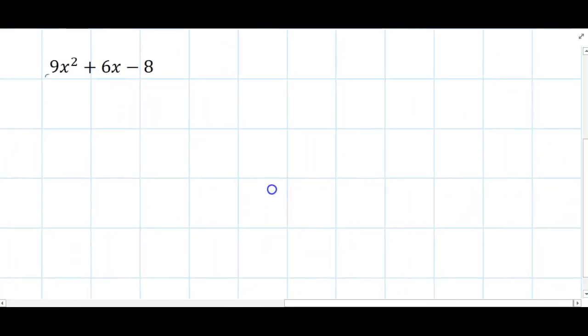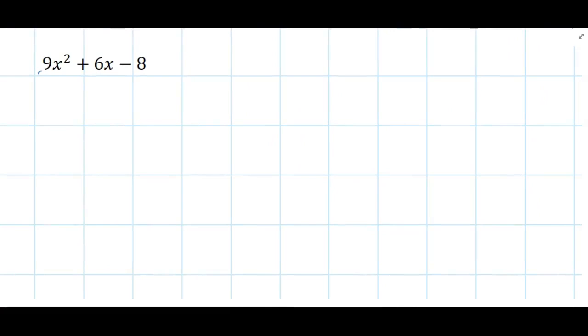So this is another example. This one's got a negative in it. First of all, we write the steps down here. We're going to do 9 times negative 8, so that equals negative 72. So we have to think about factors of negative 72 that will add up to plus 6.